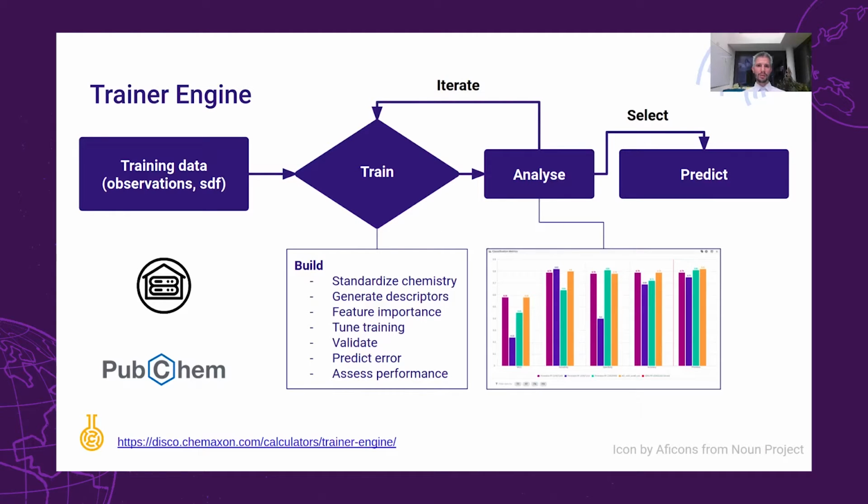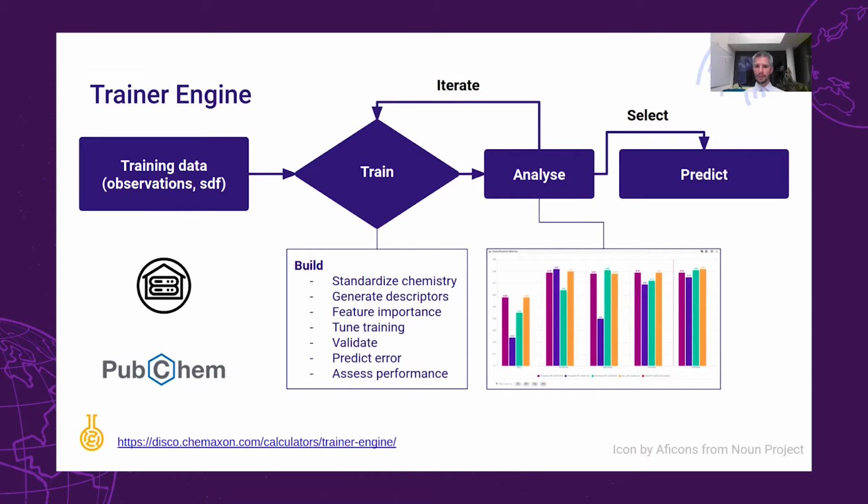The workflow starts with collecting the data that can originate from public sources like PubChem or ChEMBL, or your in-house data store. The trainer engine is responsible for standardizing chemistry, generating descriptors, providing you the most important features for feature selection. Throughout configuration, you can tune the hyperparameters, then validate the models, and for the final model, you can also achieve error bounds using conformal prediction framework, and you can assess the performance of the generated set of models.